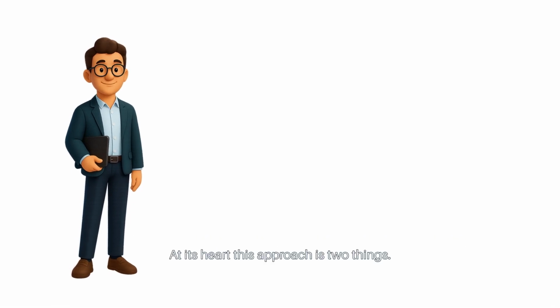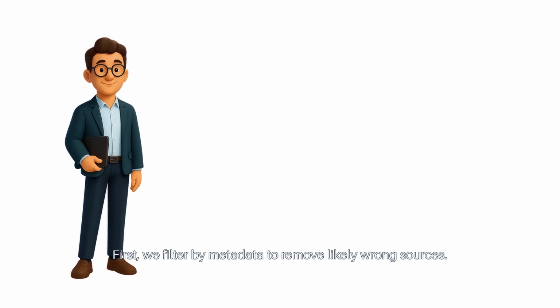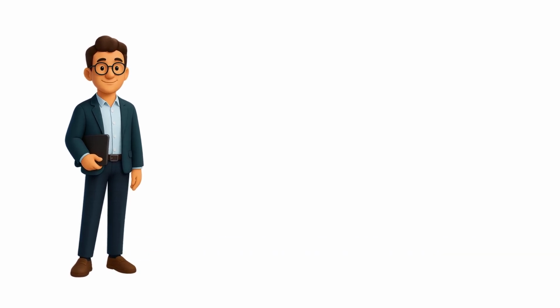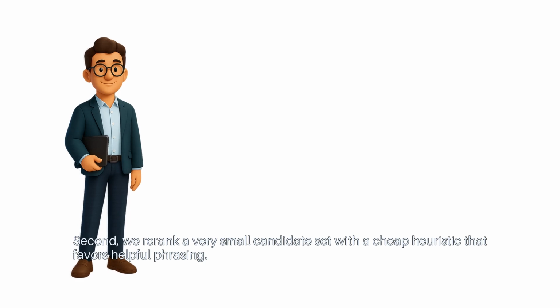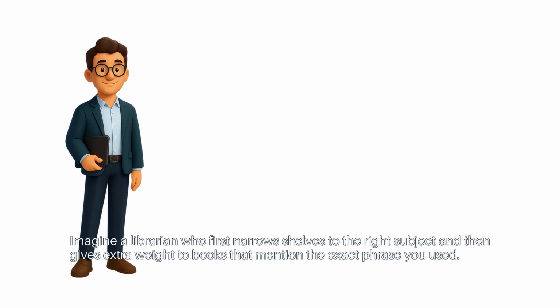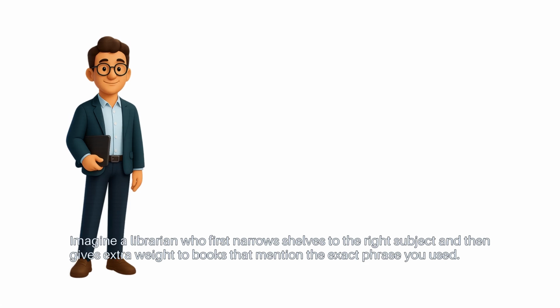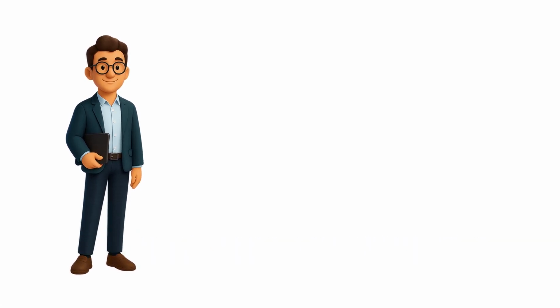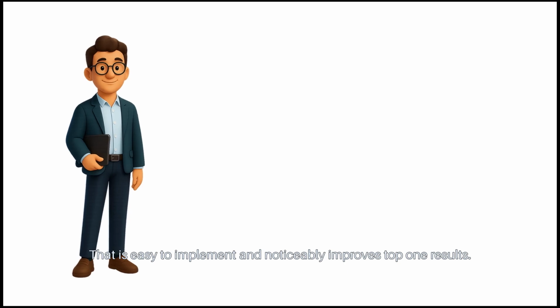At its heart, this approach is two things. First, we filter by metadata to remove likely wrong sources. Second, we re-rank a very small candidate set with a cheap heuristic that favors helpful phrasing. Imagine a librarian who first narrows shelves to the right subject and then gives extra weight to books that mention the exact phrase you used. That is easy to implement and noticeably improves top 1 results.